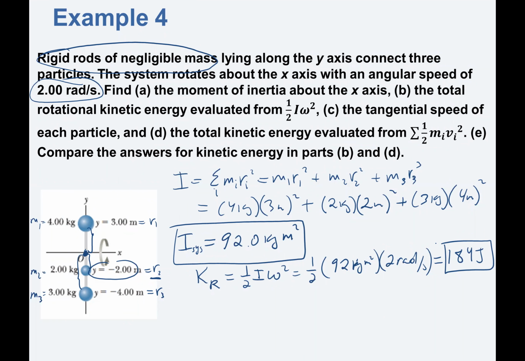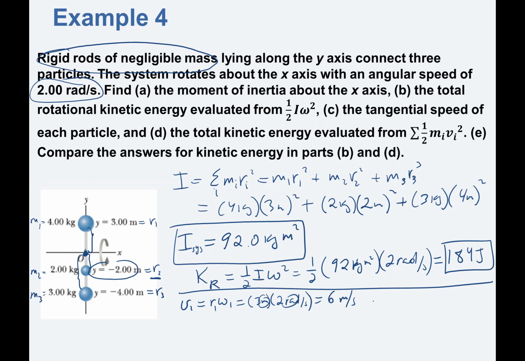That's part B. Part C says, what is the tangential speed of each particle? So to calculate tangential speed, what I need to do is this. V1 equals R1 times omega, which is the position of particle 1, 3 meters, times the angular speed, which is 2 radians per second. And that's going to give me 6 meters per second, because it's meters times something per second. Remember, radian is not a real unit, so it's meters per second. So I get 6 meters per second for V1.